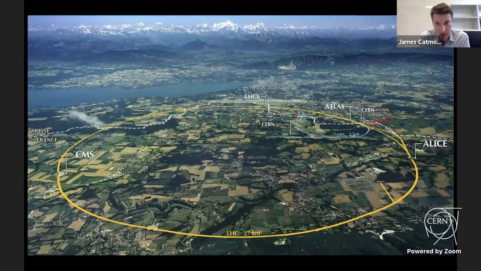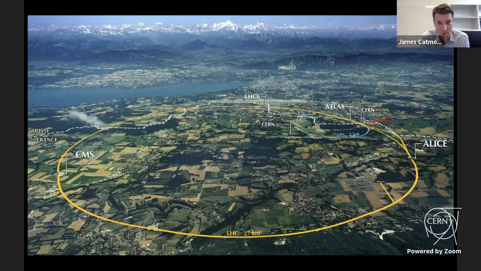And this is CERN's pride and joy. It's the Large Hadron Collider. It's a particle accelerator, 27 kilometers in circumference. This is an aerial photograph. You can see the Alps in the far background, Lake Geneva slightly nearer. And you can't see very much of the accelerator above ground because it's 100 meters underground.